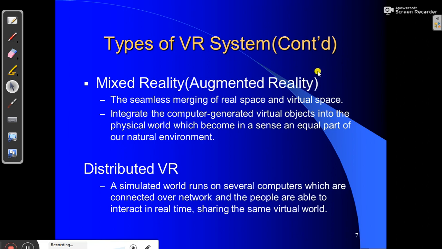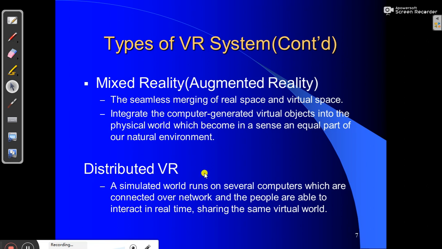There is also mixed reality, or augmented reality. You might have heard about this term also. This is a seamless merging of real space and virtual space. It integrates computer-generated virtual objects into the physical world, which become in a sense an equal part of our natural environment. We'll go into more depth on these different types of virtual reality systems.